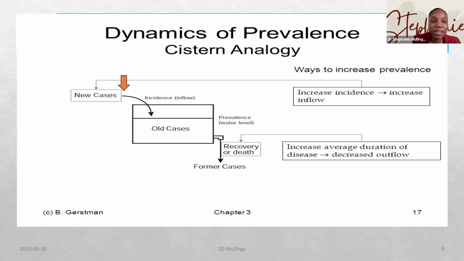And this is purported by Gertzman in the textbook that he would have written on epidemiology, where we see we have new cases coming in, and these are joining the old cases, which of course would increase the prevalence. So if we have new cases, then we see that, and this is mirroring a cistern, of course, we're having an inflow. So in this case, it probably would have been water. So we're having an inflow of water in the cistern.